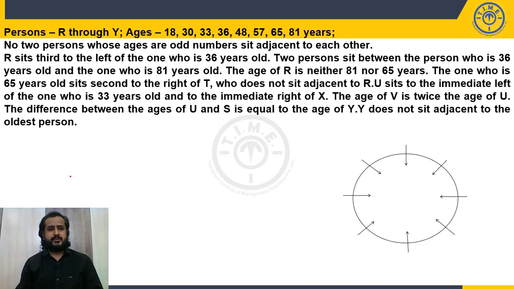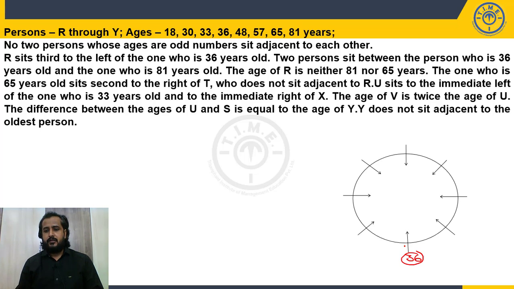Okay, this is the basic structure. What is the first clue given? R sits third to the left of the one who is 36 years old. And you know in a closed figure, you may start from any position, right? So R sits third to the left of the one who is 36 years old. So let me take 36 here.